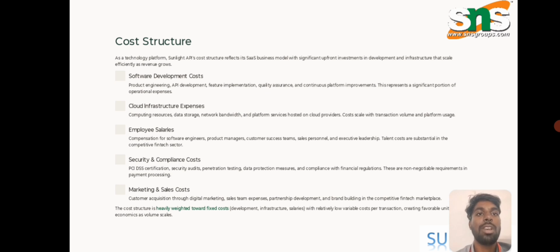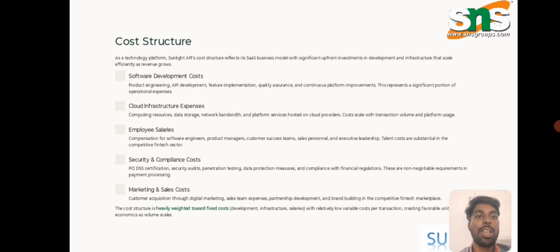Software development cost: product and API development, future implementation, and continuous improvement of the platform and operations. Cloud infrastructure expenses: computing, storage, data management, and network, with platform service and cloud provider costs tied to transaction volume and platform usage.